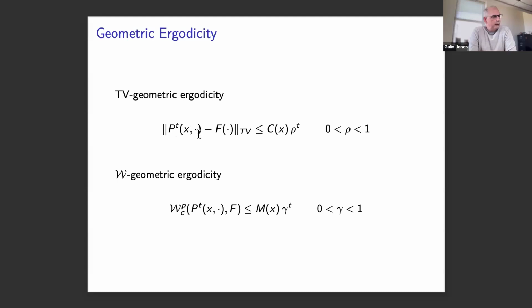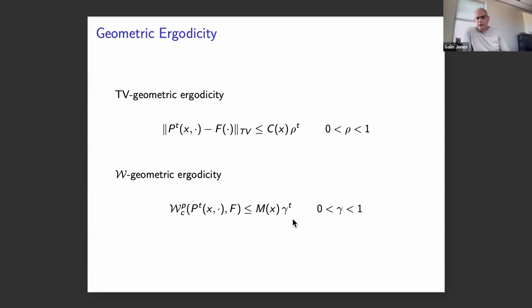So what I mean in this context is the distribution of the Markov chain after t steps, and the distance between that and the target distribution is bounded above by some function of the current state times a number rho to the tth power, and rho is between 0 and 1. So this is a formal definition of it. You can also think about Wasserstein geometric ergodicity, and it is constructed pretty similarly. It's just the Wasserstein distance between the two distributions. And now, let's just say that rho and gamma, there's no reason why they have to be the same a priori without some work. But you can show that they're related.